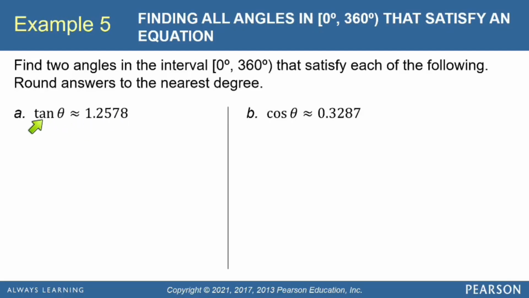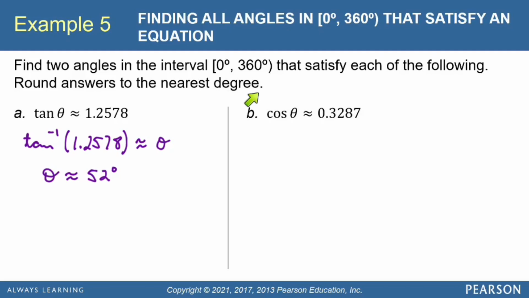So let's restate this in inverse function form so we can say that the tangent inverse of this number is approximately equal to theta. And now you know how to enter this on your calculator to get that answer. And when you do that, you'll find that theta is approximately 52 degrees. I've rounded here to the nearest degree. And now this is one of our angles, but remember there's another one out there. So not only will I use this as an answer, but I'll also use it as a reference angle.